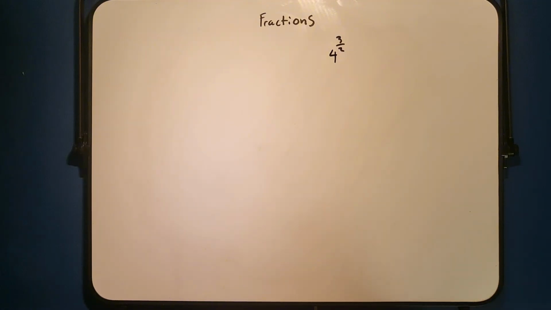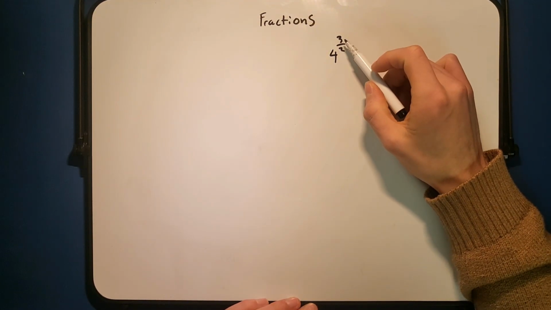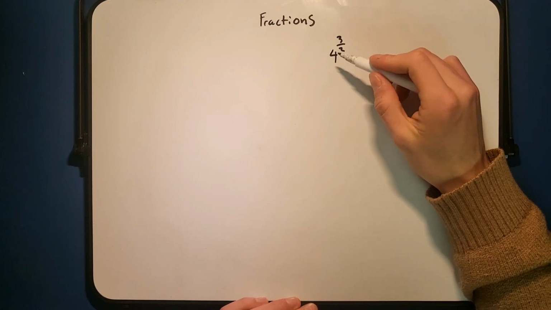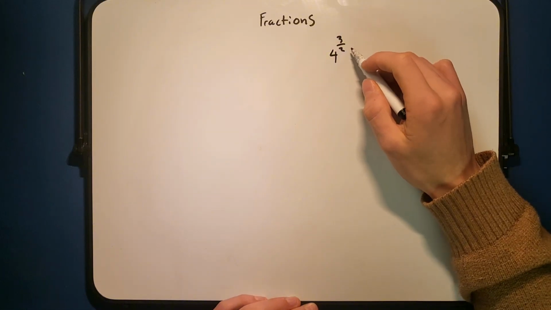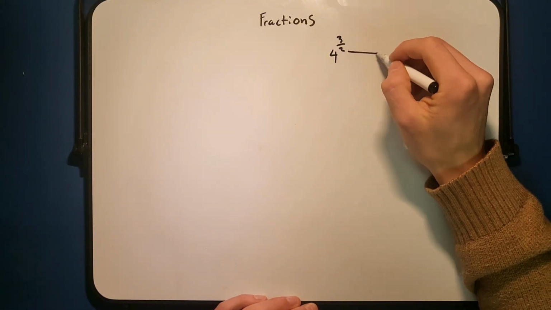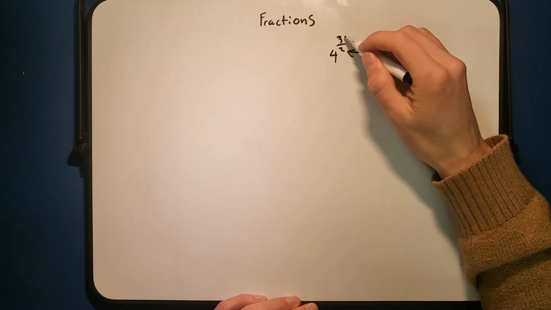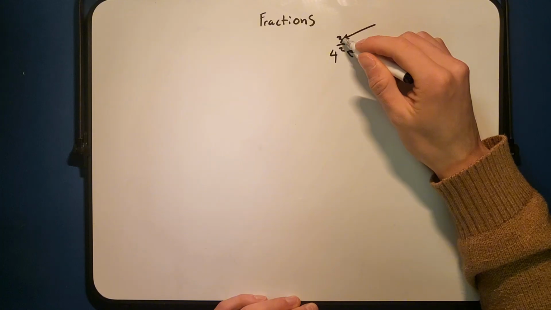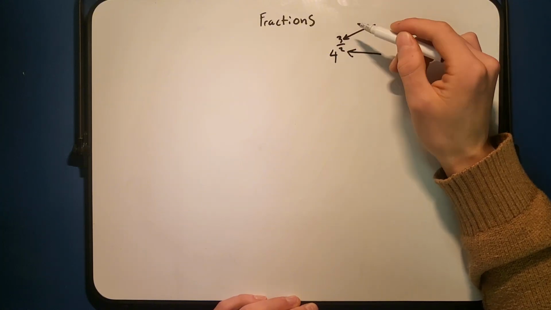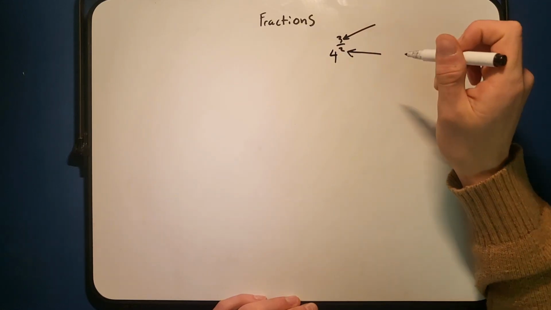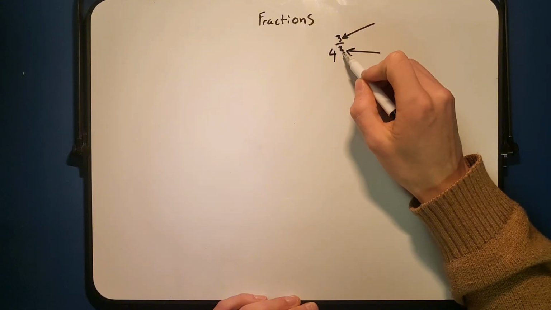Now let's take a look at fractional indices. As you can see here, we have 4 to the power of 3 over 2. Now, this is another different type of rule. When we have fractional indices, we need to remember that this number is going to root the number, and this number up here above the fraction, the numerator, is going to cube or multiply this number by itself. So first what we're going to do is we're going to take a look at the denominator, this number 2.